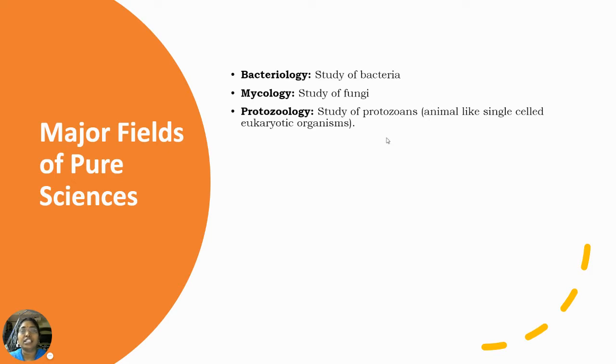Next, the study of protozoans is known as protozoology. The study of viruses and their viral diseases is known as virology. And the study of algae is known as phycology. These are the major five classes, the fields or branches, that come under pure microbiology.